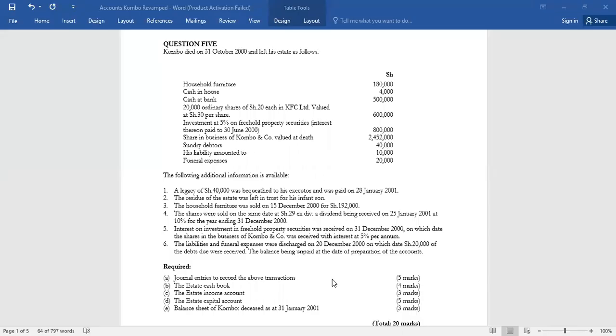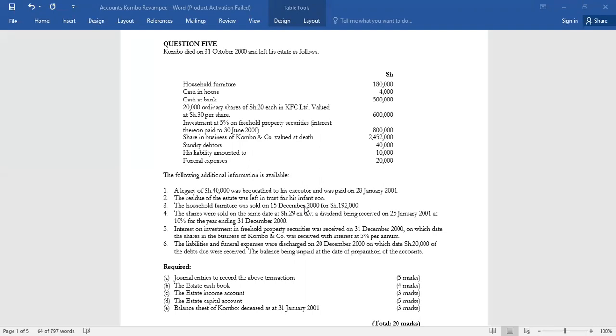So we've done the first part. We go on. Then we've been told this furniture was sold. If you look at the additional information number 3, the household furniture was sold on 15th December 2000 for 192,000. So we are receiving cash, and that cash will be capitalized. So debit cash capital, 192,000.